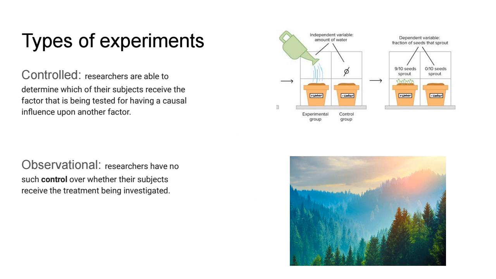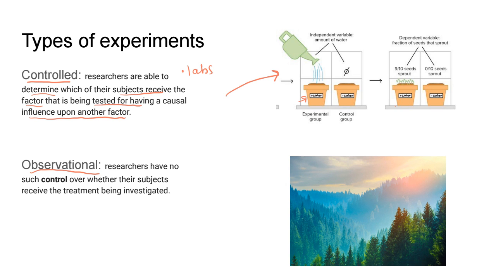There are different types of experiments that we can do. There can be a controlled experiment or an observational type of experiment. Controlled happens most often in labs, and that is because the scientist has full control of all of the variables. Researchers are able to determine which of their subjects receive the factor that is being tested for having a causal influence upon another factor, aka they can control the independent variable and measure the dependent variable. This example over here is a controlled experiment. As you can see, the scientist was able to set it up. They're able to add water only to one and not the other, and then they are measuring the two different groups compared to each other.